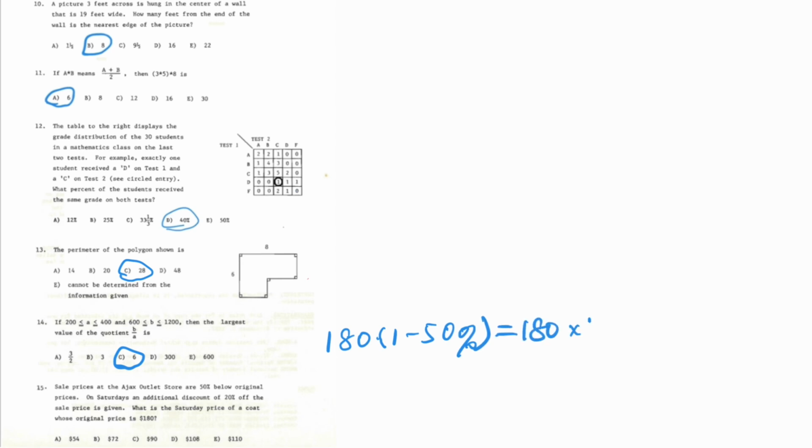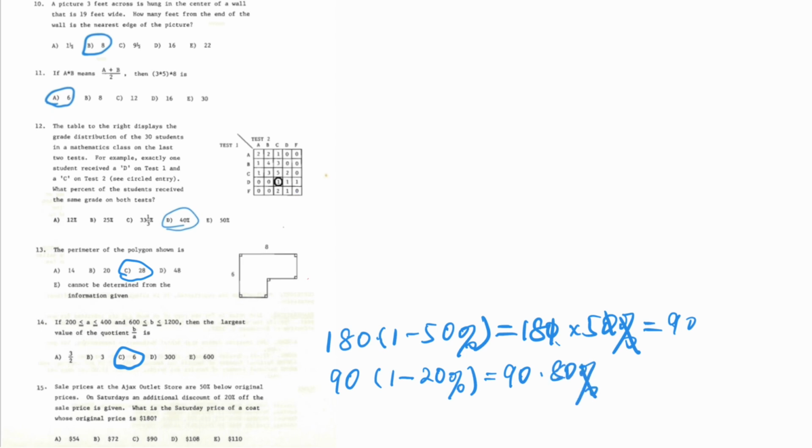That's 180 times 50%. Percentage, cancel the 2 0. That's 18 times 5, that's 90. On Saturdays, an additional 20% off the sale price. Sale price is $90, and another 20% off, we use 1 minus 20%. That's 90 times 80%. Percentage, cancel 2 0. That's 72. So the answer is B.